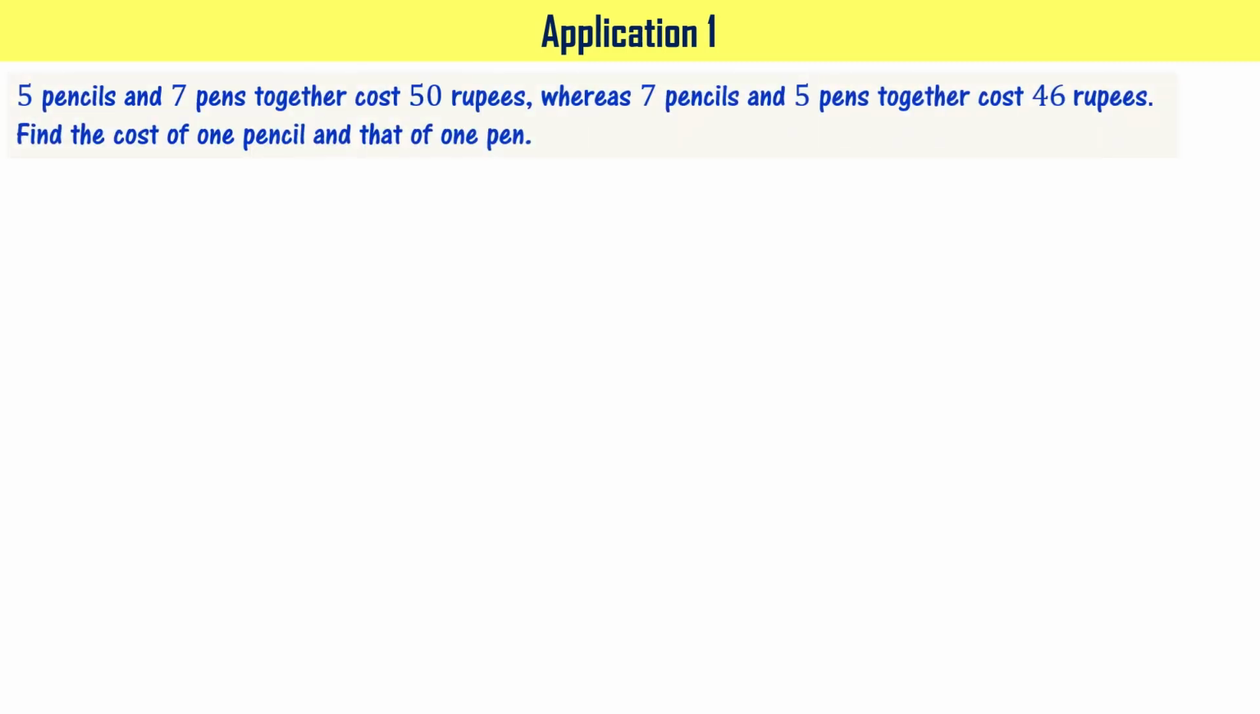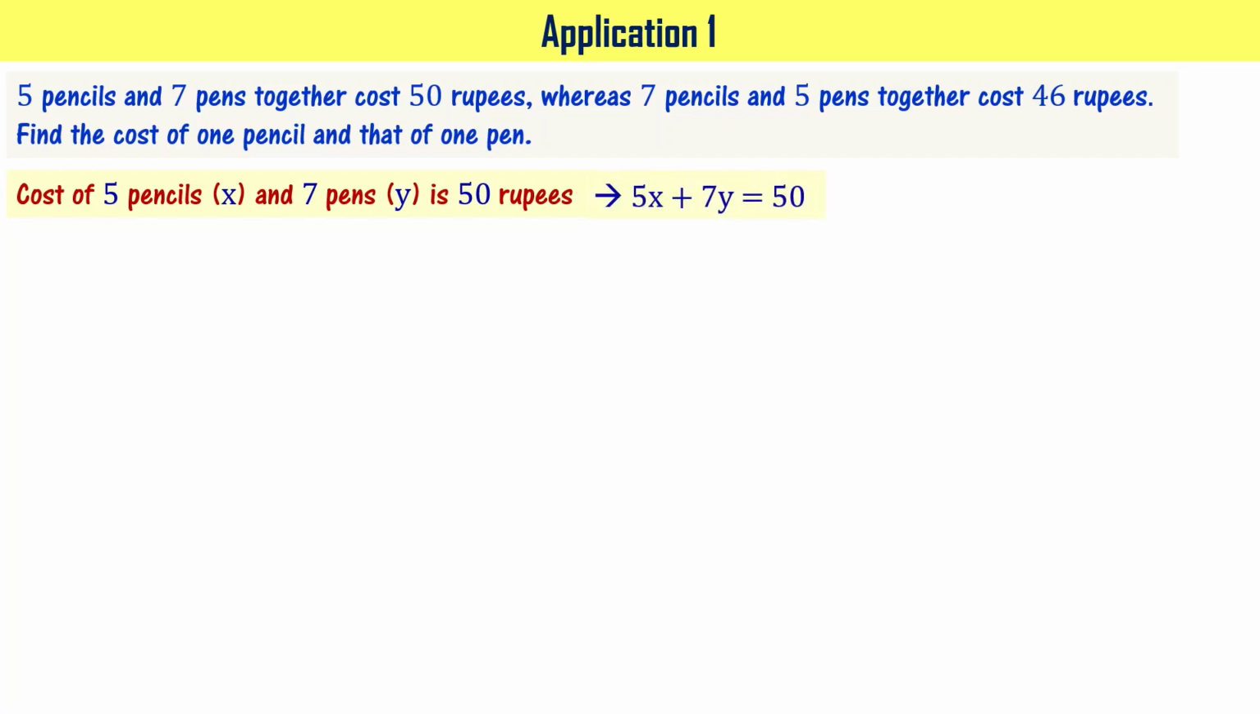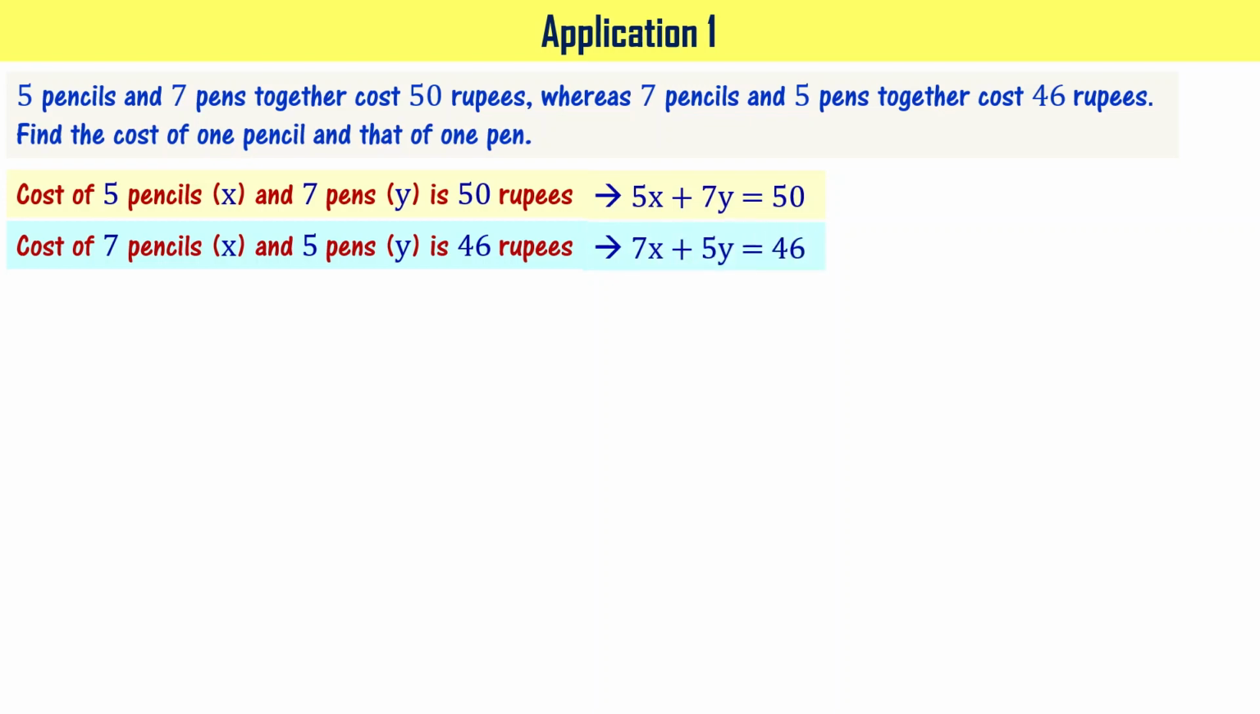Let's take a look at a few application problems. Application 1. 5 pencils and 7 pens together cost 50 rupees, whereas 7 pencils and 5 pens together cost 46 rupees. Find the cost of one pencil and that of one pen, right? It is given that the cost of 5 pencils and 7 pens put together is 50 rupees. If I denote the cost of one pencil using x and the cost of one pen using y, then this can be written as 5x plus 7y equal to 50, right? The second statement given is the cost of 7 pencils and 5 pens is 46 rupees. That can be written as 7x plus 5y equal to 46.